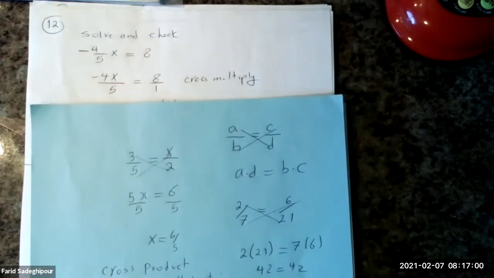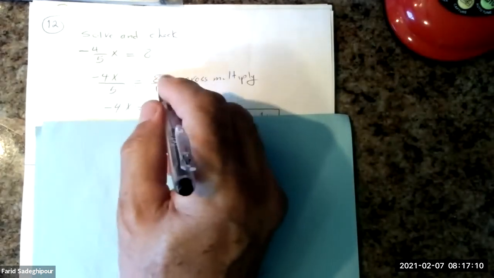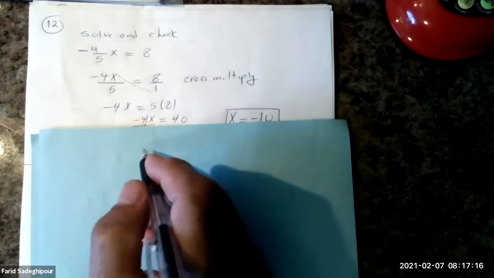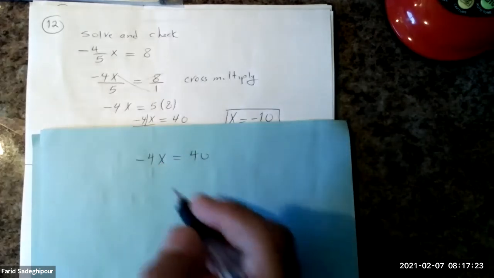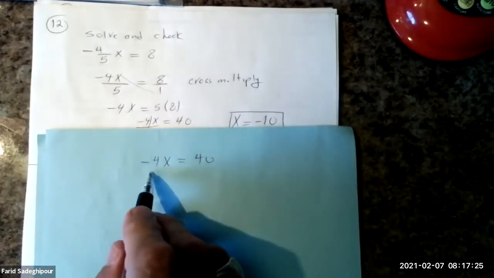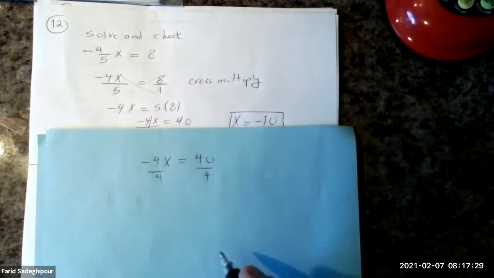That's what I have it here. And then after you do that, then you cross multiply. Now, when you want to find x, divide both sides by -4. Don't divide it by just 4. If you divide it by 4, see what happens.